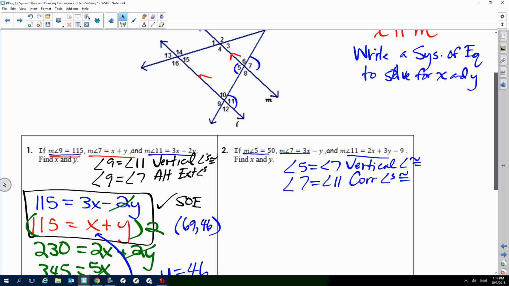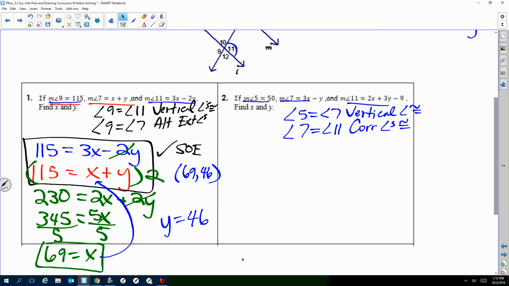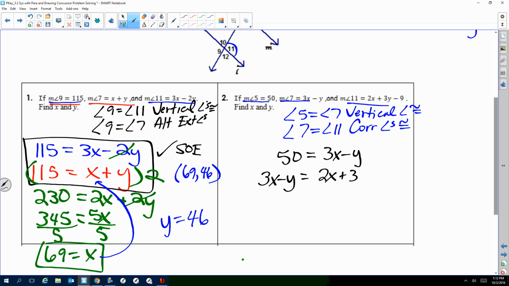All right, so now let's do our substitution. Let's see if we have a system. I know angle 5 is 50. Angle 7 is 3x minus y. That's angle 7, 3x minus y. And angle 11 is 2x plus 3y minus 9. All right, do I have a system?